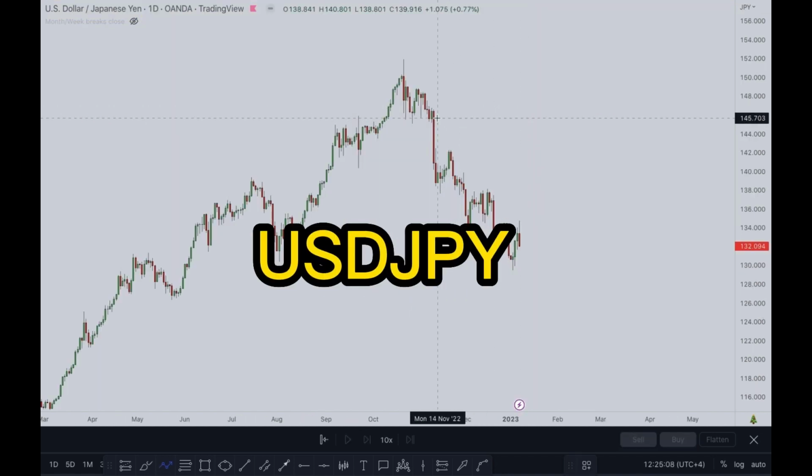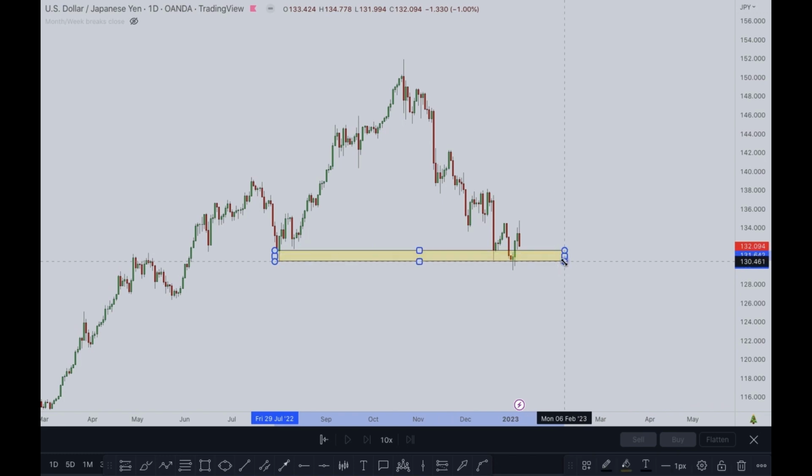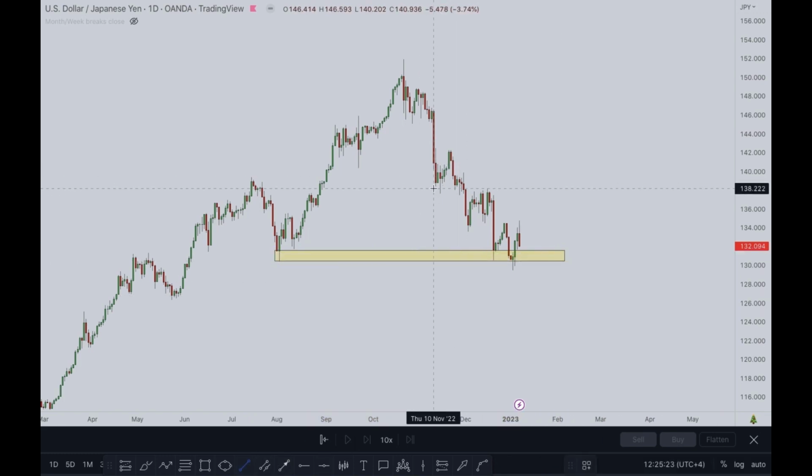On USDJPY, we have a downtrend. It's a lower low, lower high, lower low, lower high, lower low, lower high, and a new lower low, right? So as long as this high is not broken, this is still a downtrend. So we have our area of value right here. This is our area of value, and then we can see how price is approaching this level, right?